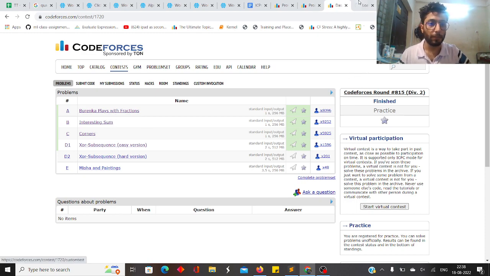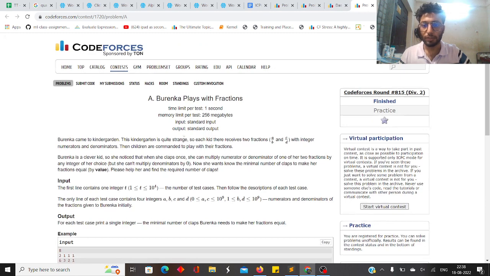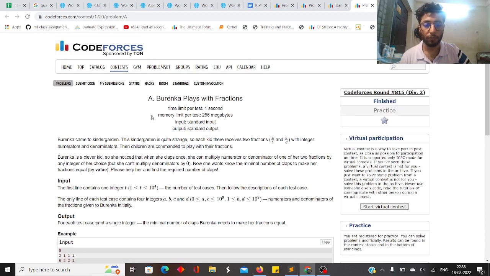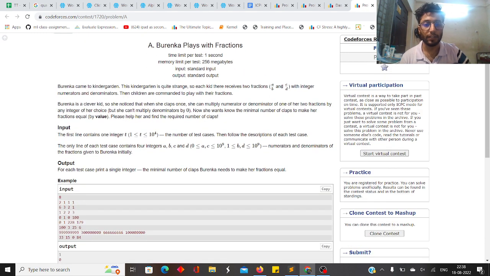So let's begin with problem A. In this problem you are given two fractions a by b and c by d, and in one operation you can multiply either the numerator or the denominator of one of the two fractions by any integer of your choice. You want to make the two fractions equal, and you have to find the minimum number of steps to make these fractions equal.